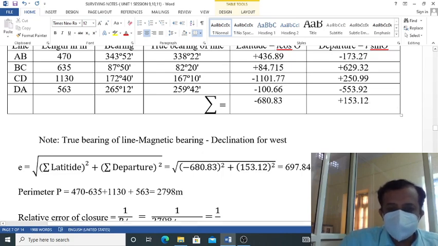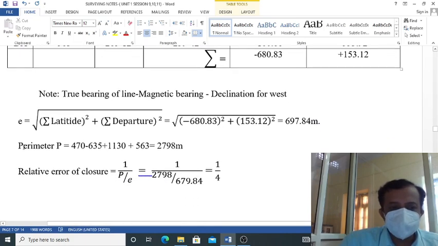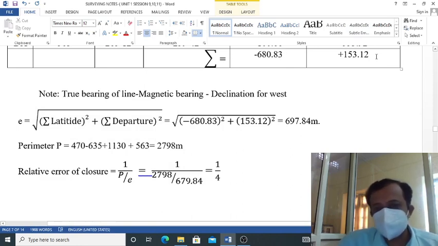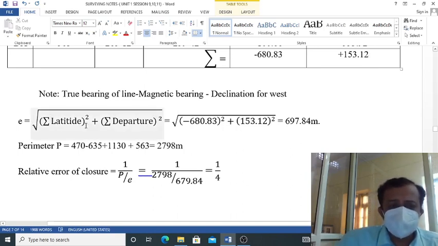Then we find the closing error using the formula E is equal to square root of sigma latitude square plus sigma departure square. Already we have calculated sigma latitude as minus 680.83 and sigma departure as 153.12. So the closing error E comes to around 697.84. This is the closing error.